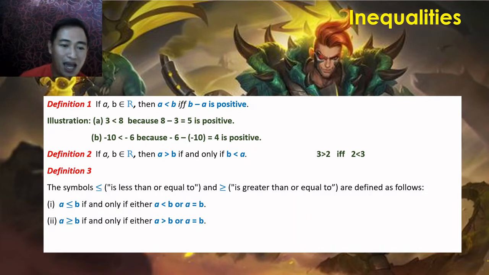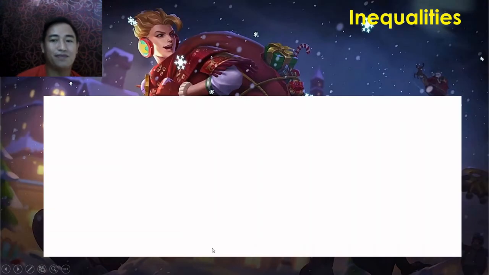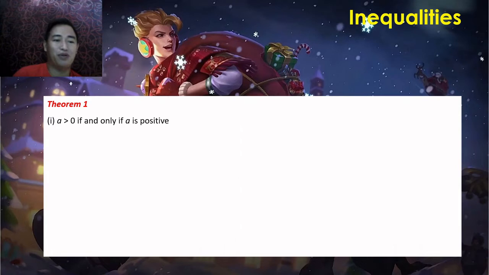Then, A is greater than or equal to B if A is greater than B or A equals B. So, the statements A less than B, A greater than B, A less than or equal to B, and A greater than or equal to B are called inequalities. All four are called inequalities.